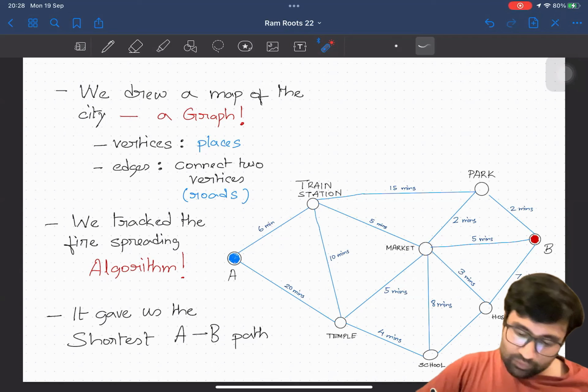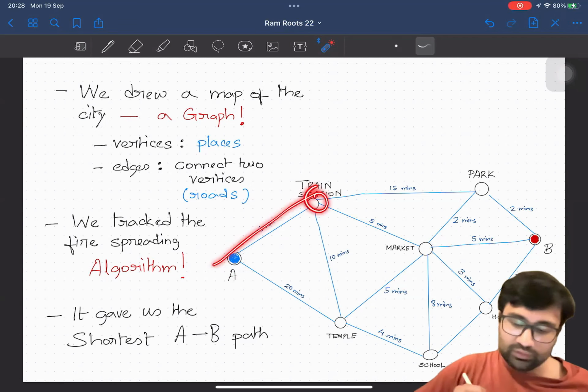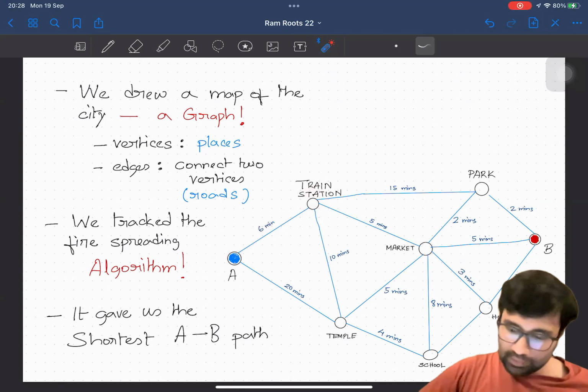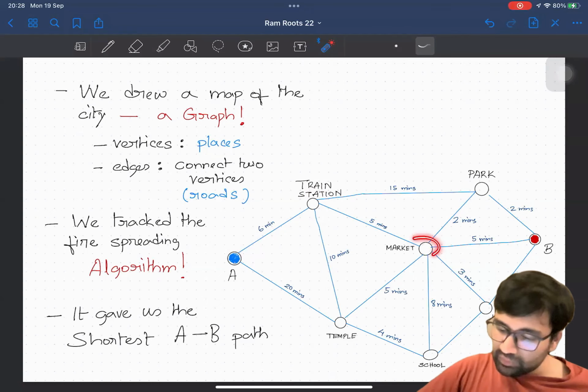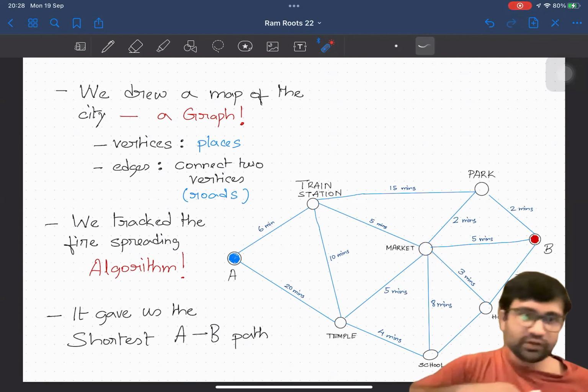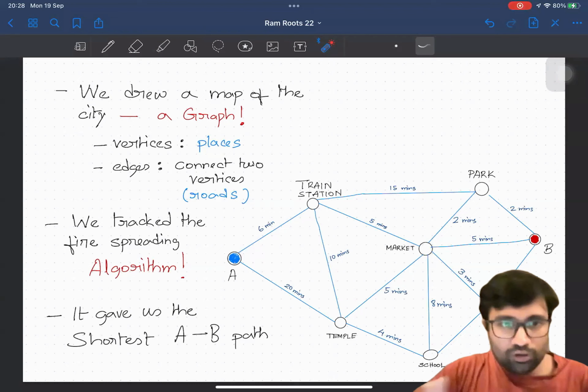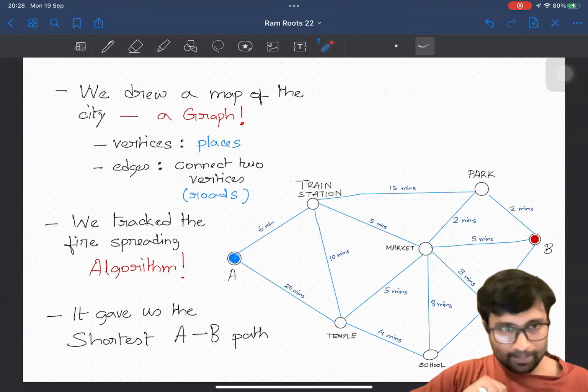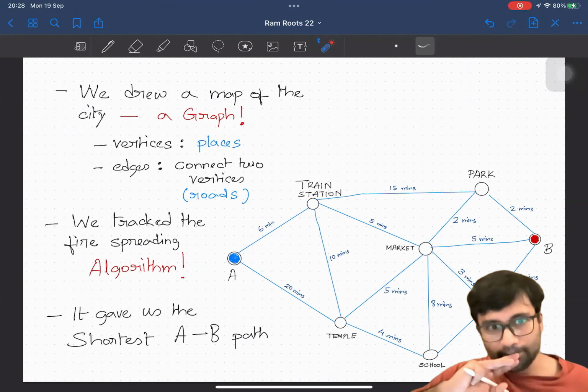We started by saying, suppose there is fire at A, right? Then at 6 minutes, the fire will spread to the train station, right? And then in another 5 minutes, it will reach the market, right? And so on and so forth. We just did this, no? So this thing that we were all doing by hand, this is an algorithm.